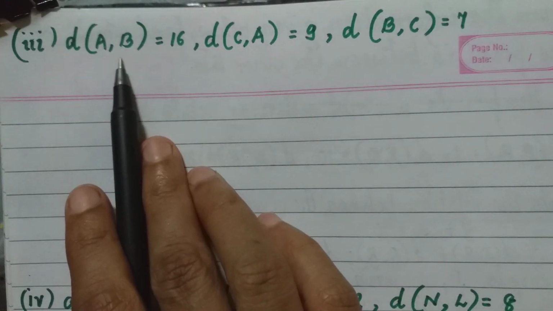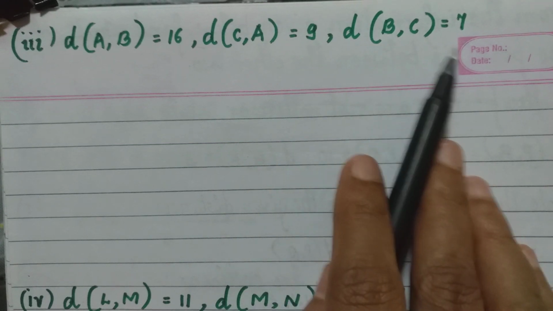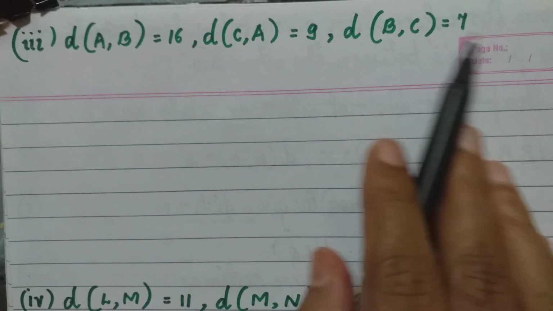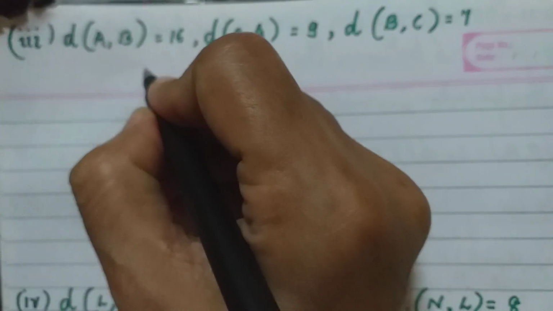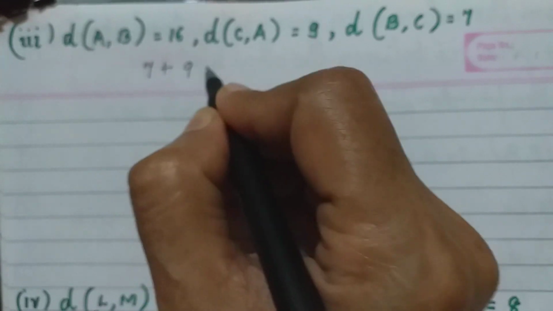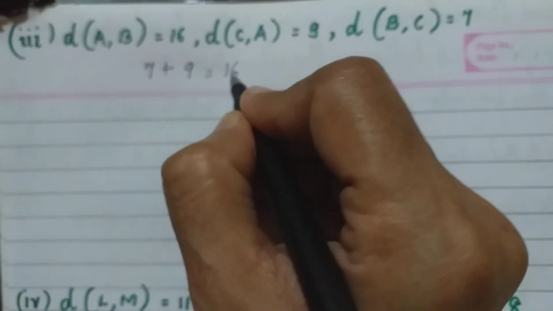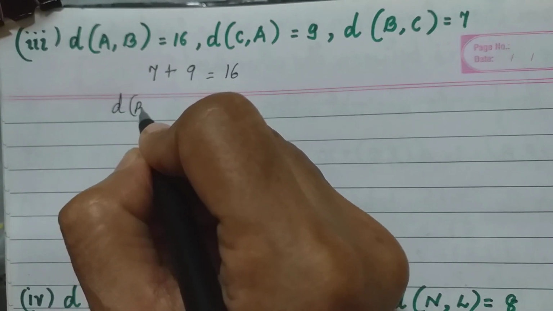Here we have the distances 9, 7 and 16. The smaller distances are 7 and 9 compared to 16. Therefore, we can write 7 plus 9 is equal to 16. What is 7? Distance between the points B and C.